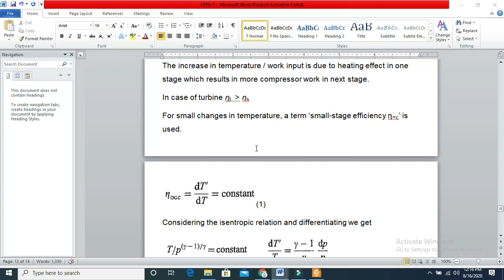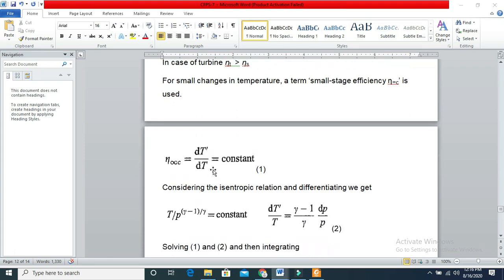The region of the stage can be further reduced, and we can assume very small stages. We can hypothetically divide the entire compression step into very small stages. For the very small stage, we have polytropic efficiency. So differential temperature rise ideal divided by differential temperature rise actual, and this will be constant for all these stages.